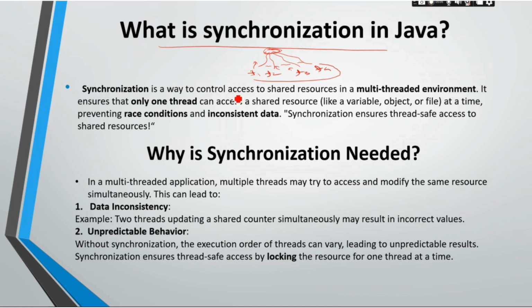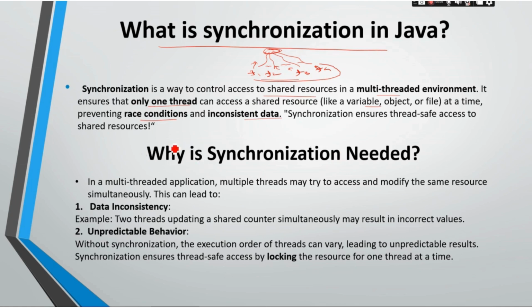So what is synchronization by definition? It's a way to control access to a shared resource in a multi-threaded environment, as I explained now. It ensures that only one thread can access the shared resource, like a variable, object, file or data, at a time. It will prevent race conditions and inconsistent data. What is a race condition? Race condition means multiple threads are trying to access the resource at a particular time. And inconsistent data means if one thread has updated the data and T2, while reading, still gets the earlier bank balance, then it is an inconsistency problem. That will be resolved by synchronization.